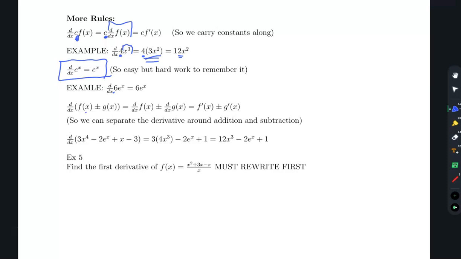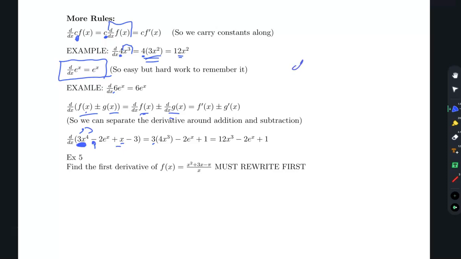So if I've got several functions, I'm just here showing examples of 2 being added or subtracted together, you just take the derivative of each of them. Okay, so here I've got 4 different functions. So let's just go do it. You don't have to write all these steps out. So I'm going to carry the 3 along, take the derivative of x to the 4th, and that gives me 4x cubed. Carry the negative 2 along, take the derivative of e to the x, which is e to the x. Take the derivative of x.